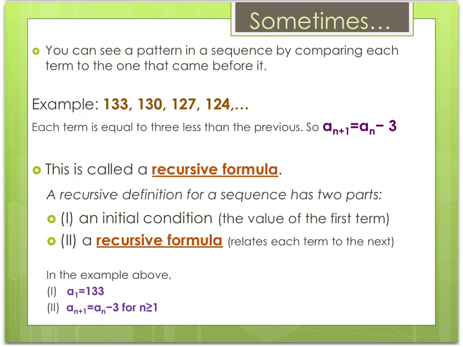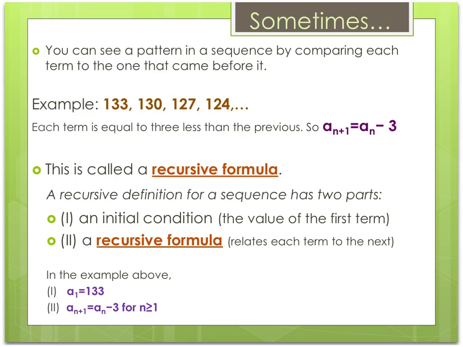In order to figure out the pattern in a sequence, we compare the terms that come right before or right after it. So for example here, if I'm looking at 133, if I go down to 130, then 127 to 124, I can see that each time I am subtracting 3. So I can say a sub n plus 1 is equal to a sub n minus 3. So this term here, 130, will be the term right before it, minus 3. So this is called a recursive formula. A recursive formula is based off of relating each term to the one that comes right after it.